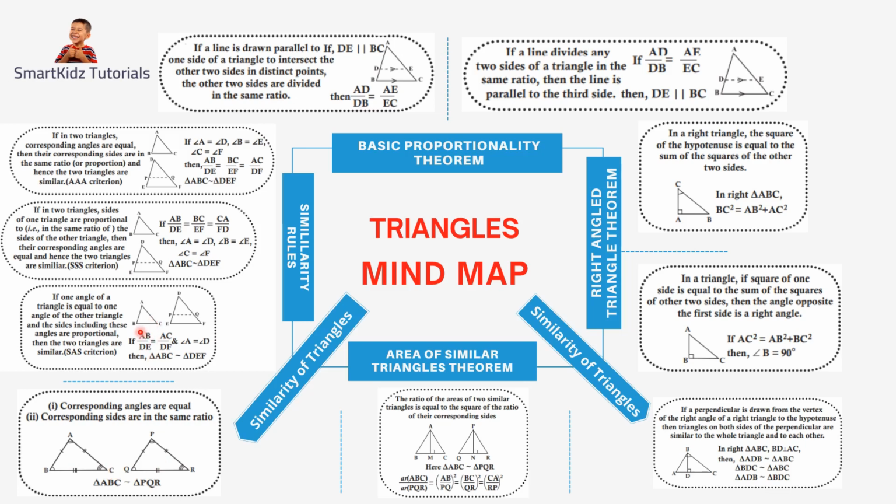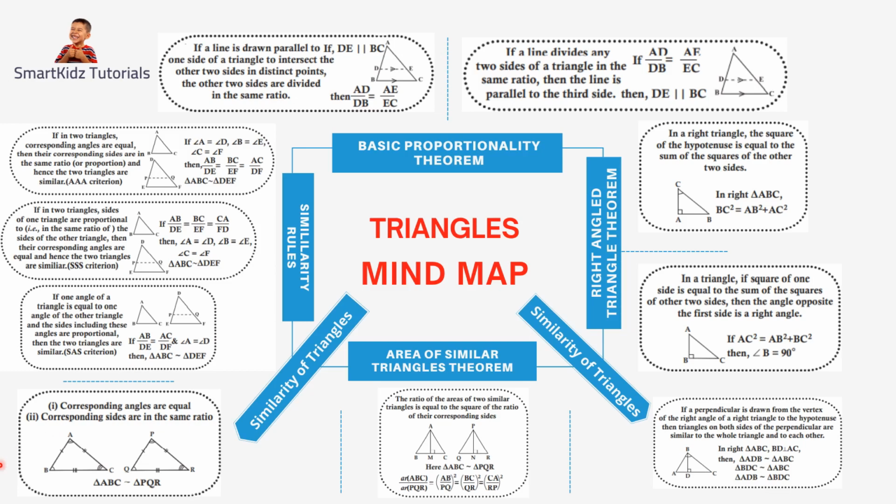Finally, we come to the third criterion, which is SAS, which means we need to get side, angle, side. Now, in the side, angle, side, if one angle of a triangle is equal to one angle of the other triangle and the sides including these angles are proportional, the triangles are said to be similar.